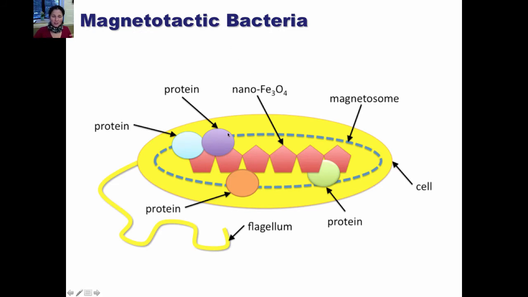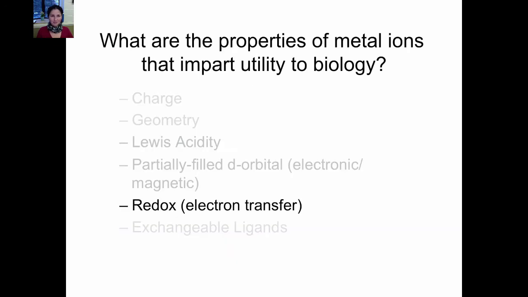This is just kind of a cartoon that I made. Here's the flagellum and the cell body. These are single-celled organisms. And there are actually proteins that shape these nanocrystals in this little compass inside the bacterium. And there's an organelle called the magnetosome where all of this happens. So very interesting chemistry happening here, but it's all protein-metal interactions that cause this.